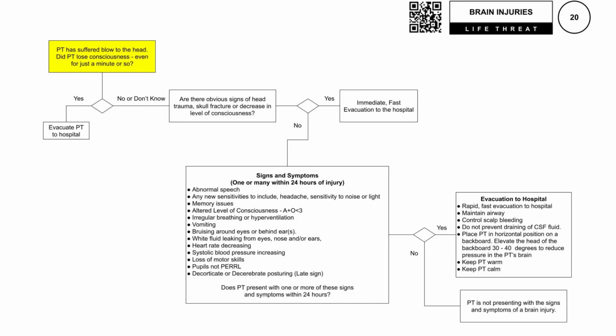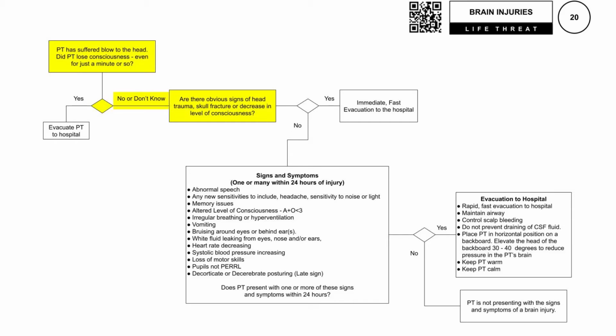And so in this case, we have a patient that has suffered a blow to their head but did not lose consciousness. We do not see any signs of head trauma. And when I say head trauma, I mean a traumatic brain injury, such as bruising around the eyes, behind the ears, or liquid coming from their ears, from their eyes, or their nose. But we do have a patient that has this contusion on their head. And the patient's level of consciousness has remained at A plus O times 3.